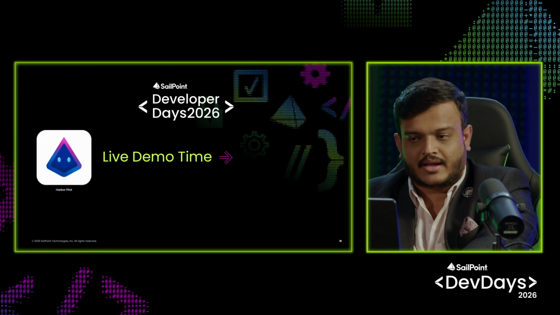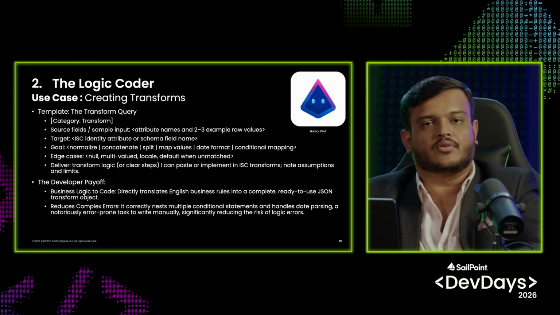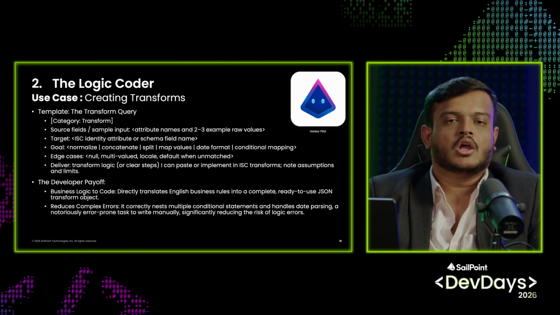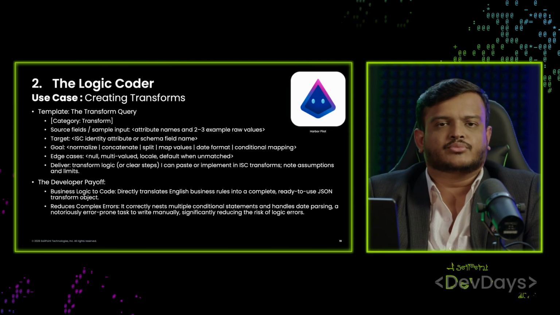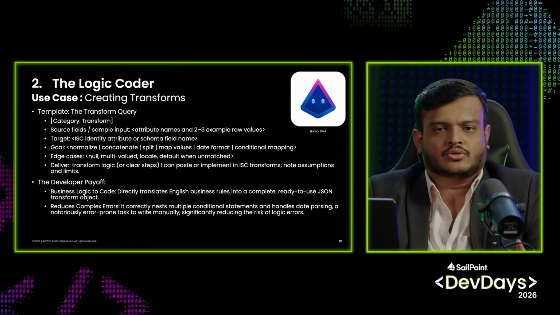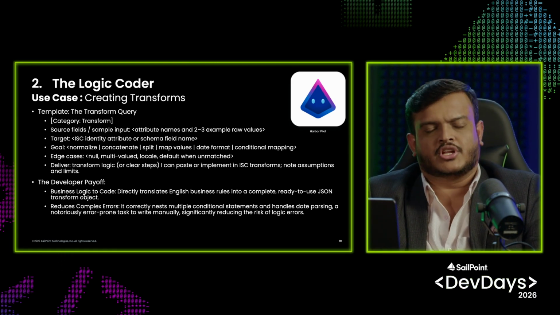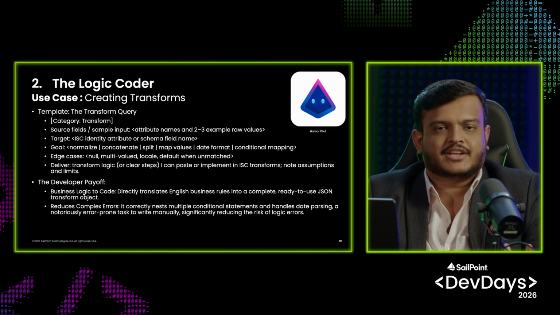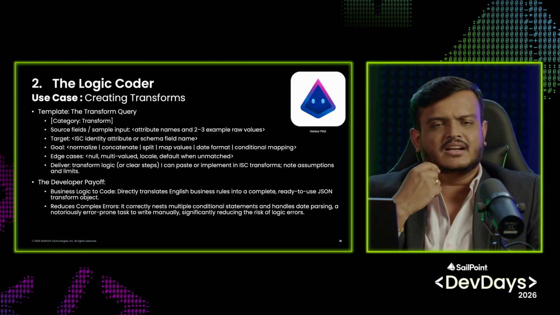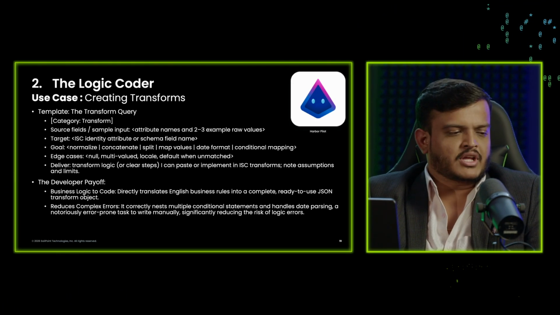Now we just saw the live demo. Let's go ahead with the logic coder. So now when we start talking about the logic coder, here we'll be talking about transforms. Transforms are something you want for your data manipulation from time to time, maybe during account provisioning, or when your identity attributes are getting calculated. The standard ones are lifecycle state calculations and these types of things.